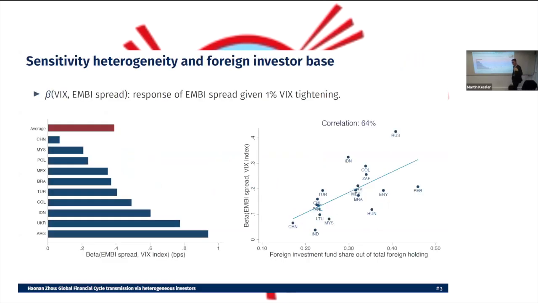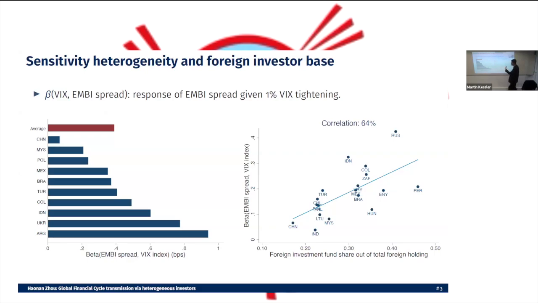But if you look at country-specific sensitivities, so let's say you do a very simple regression on monthly changes of EMBI spread onto these monthly changes in the VIX index, you see from the left-hand side chart that different countries are super different in terms of their sensitivities. So you have China that is barely moving, and you have Argentina that's moving quite largely.